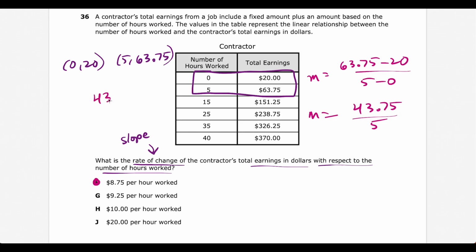I could type this in the calculator, or if we want to practice our old math, we could divide decimals here. 5 goes into 40 8 times with a remainder of 3. 5 goes into 37 7 times with a remainder of 2. And then 5 goes into 25 5 times. So 8.75 dollars per hour is looking good.